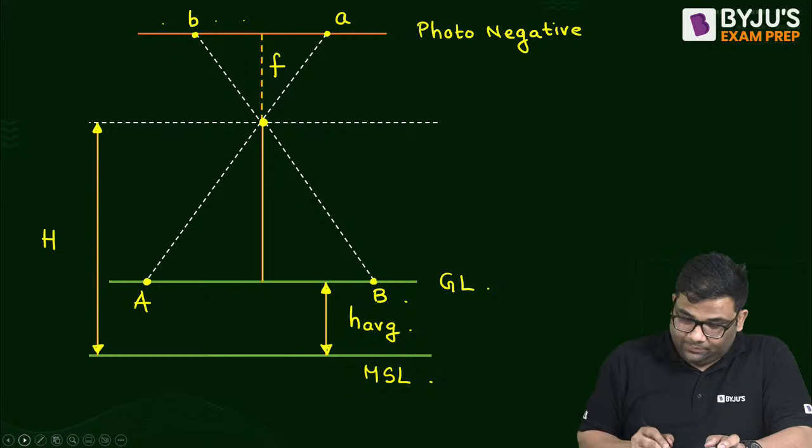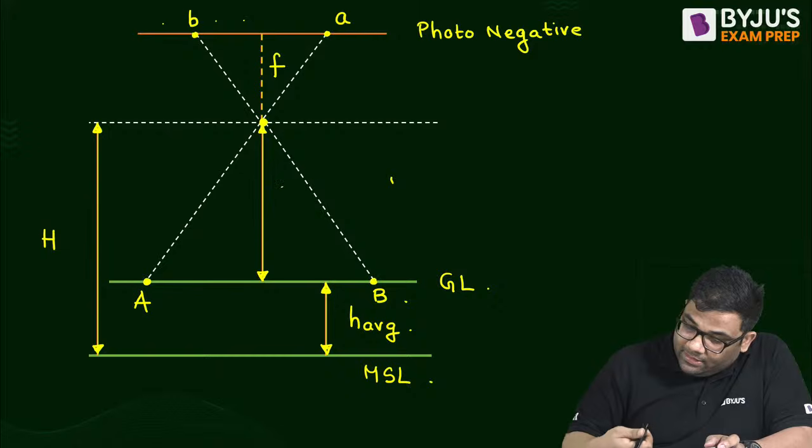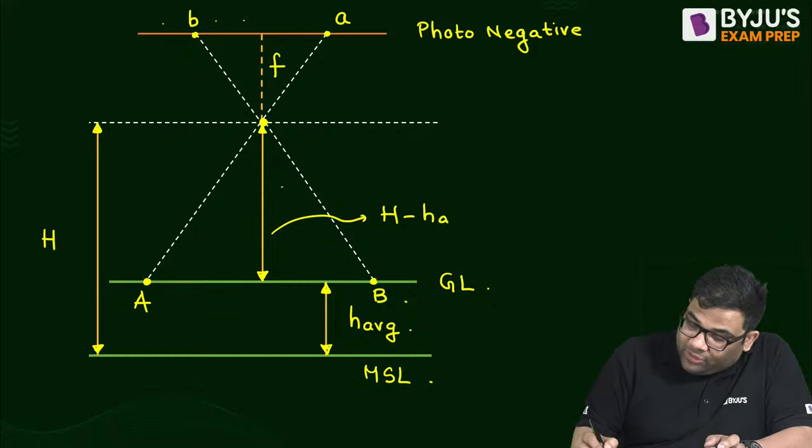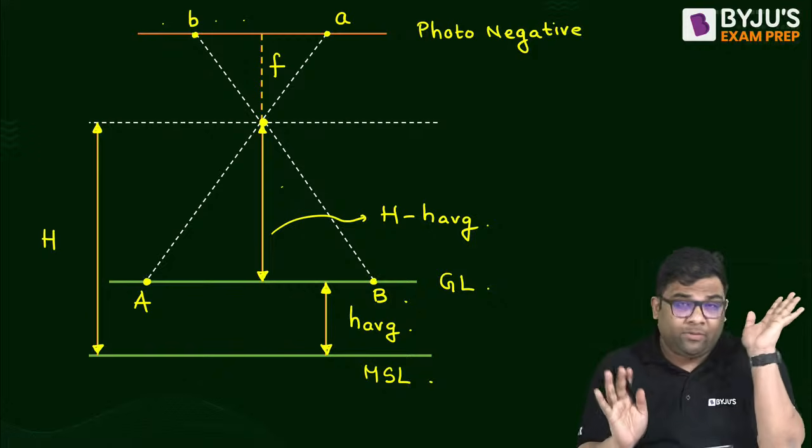Before that, this will be what? This particular height will be, suppose, I'll write down here, H minus H average. Nice. Till now, everything we have seen before.